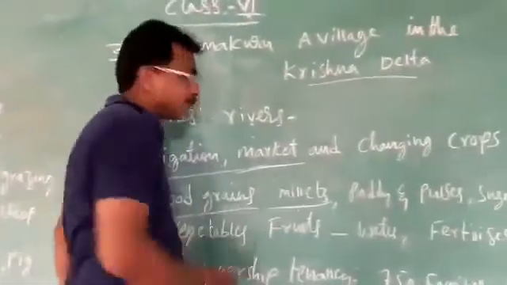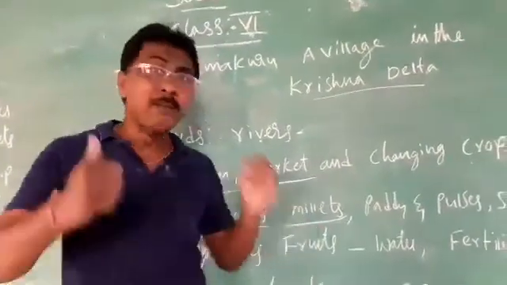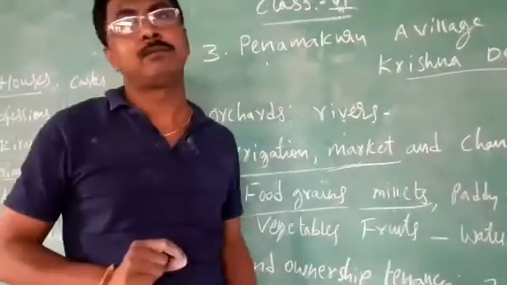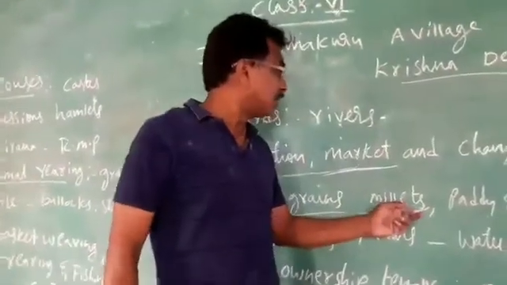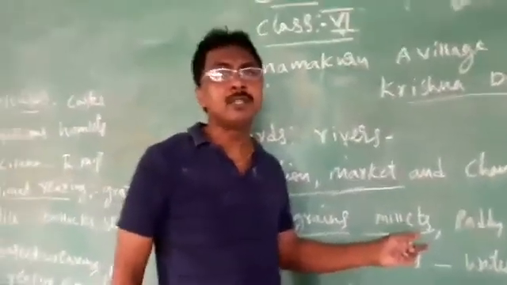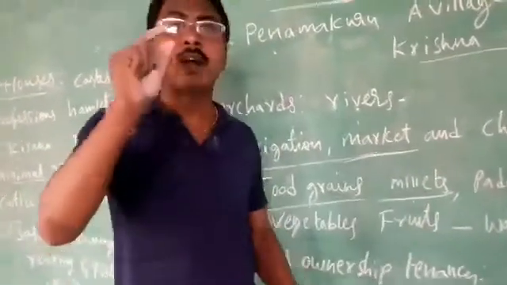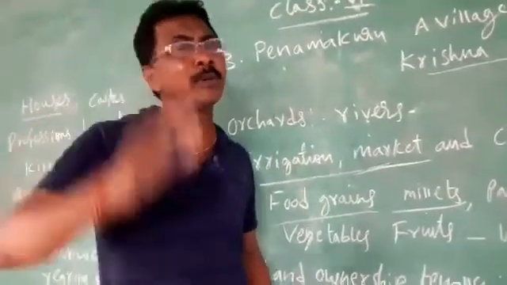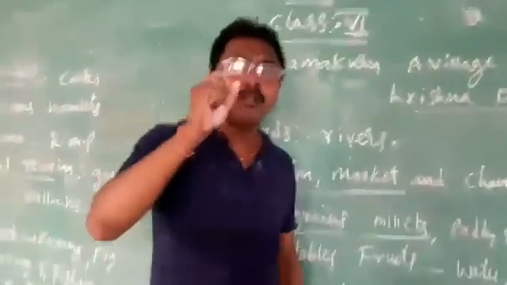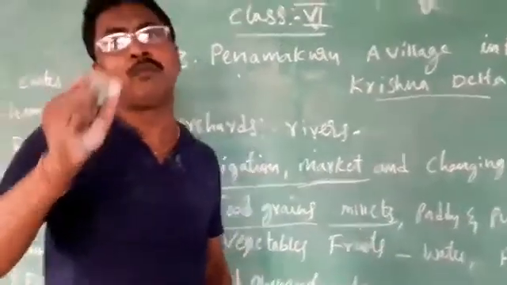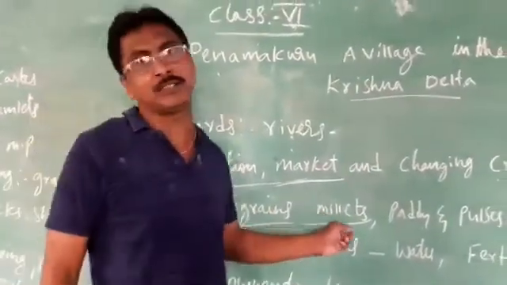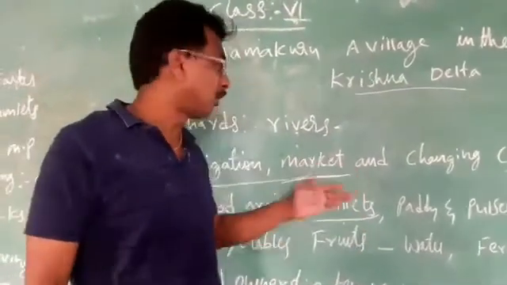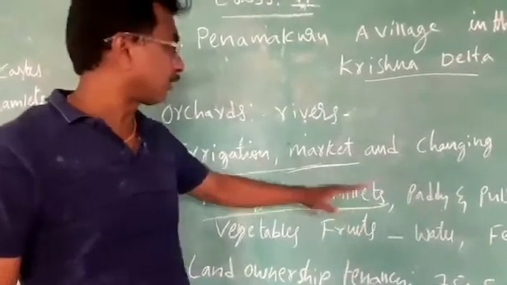And next, millets. What is called millets? Millets means jowar and bajra, some round food items that are produced by the farmer. All the round food products are called millets, like bajra, jowar and others.